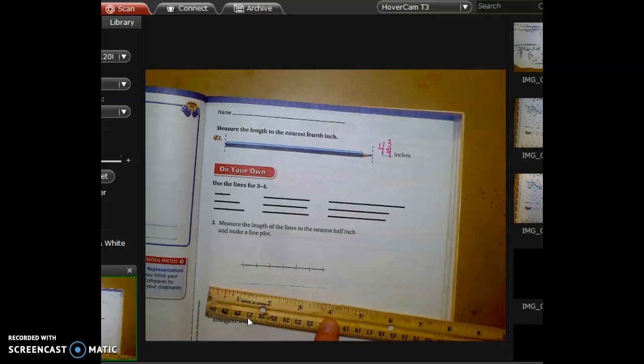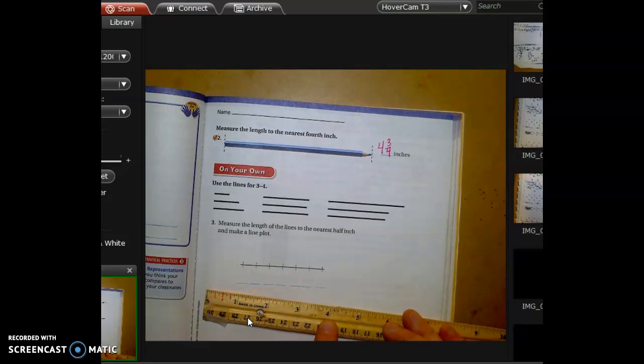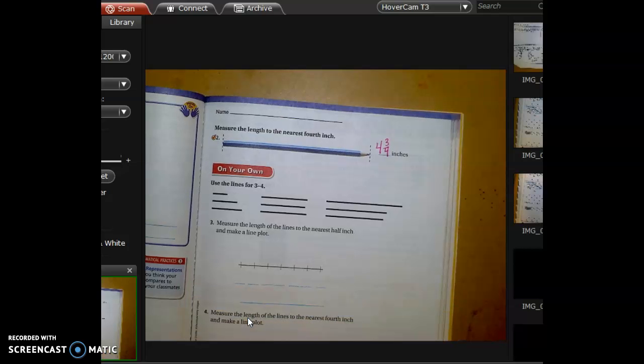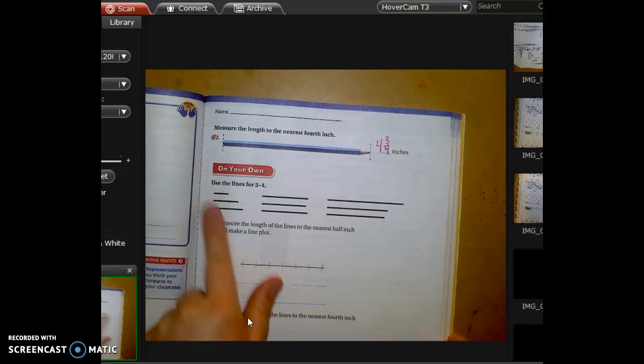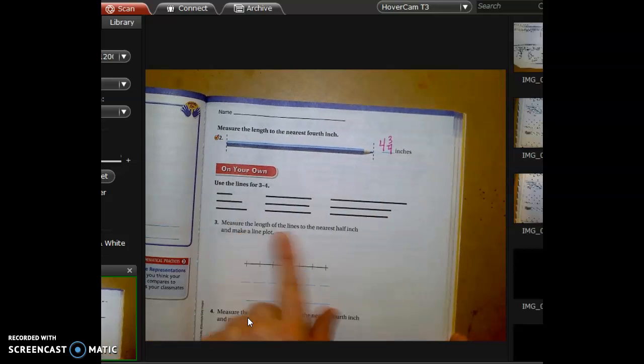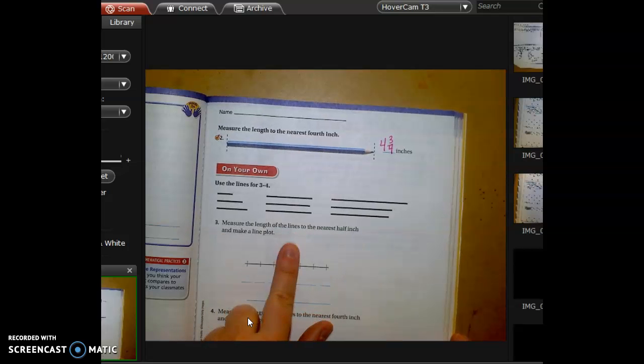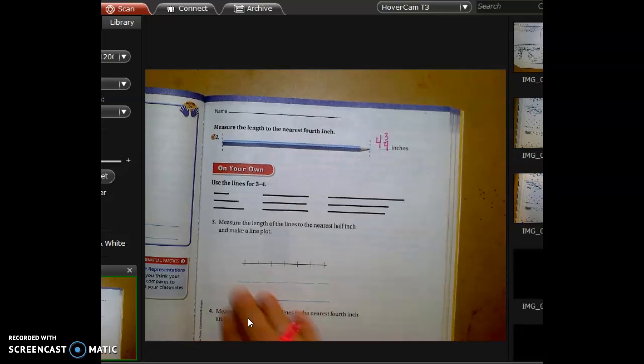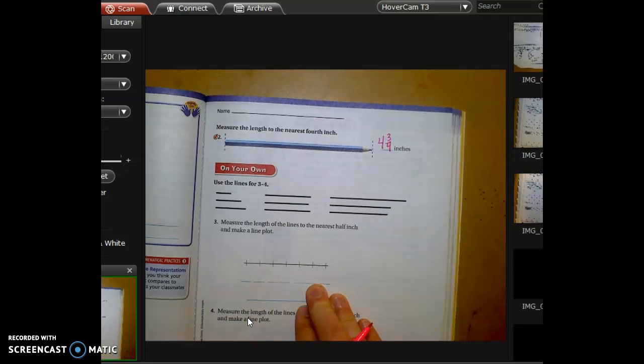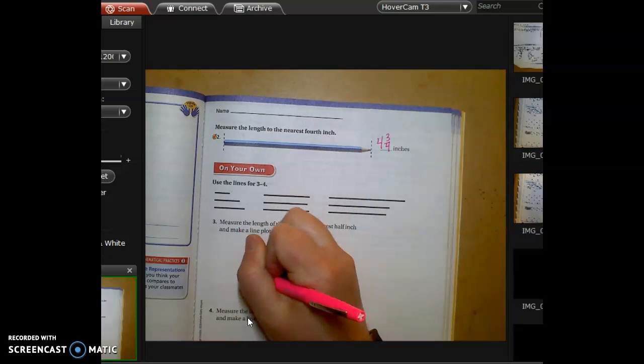Okay? Now comes the part where we are going to make a little line plot, along with practicing our measuring. So what they want us to do is they want us to use these lines right here. Measure the length of the lines to the nearest half inch and make a line plot. So before we can even start measuring, we need some numbers here. So the smallest anything could be would be a 0. We're going to start that with 0.